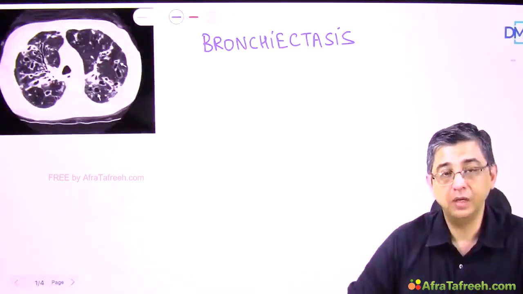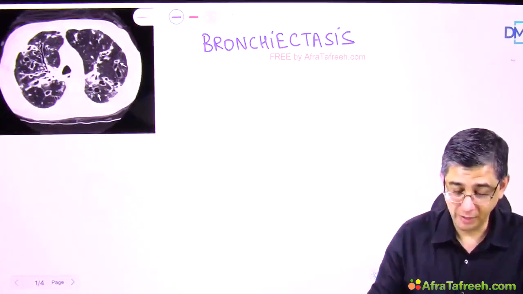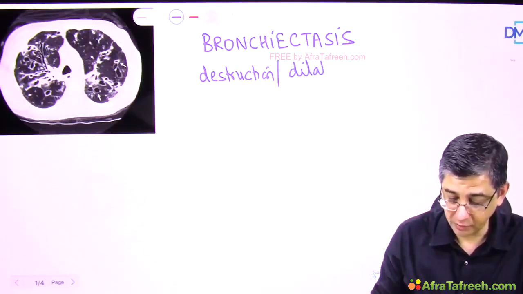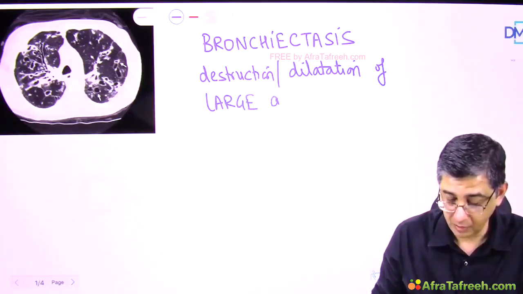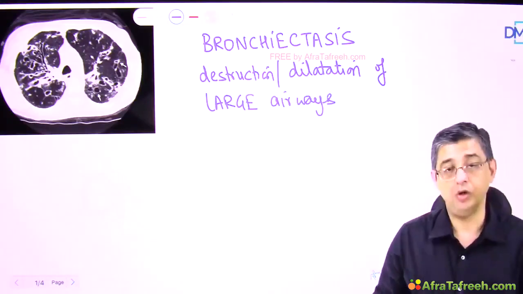Hi guys, welcome back. We shall now be talking about large airway disease, bronchiectasis. The highlight of this disease would be destruction as well as dilatation of the large airways. Therefore, these airways would now be filled with pus and would result in a clinical feature by the name of bronchorrhea. Do remember the fact that bronchorrhea is also read by you in literature of chronic bronchitis.